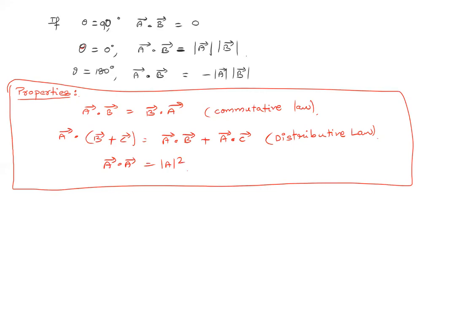Let us try to do a simple question. The question is: find the angle between the vectors. A bar is equal to 2 i cap plus j cap minus k cap, and B bar is equal to i cap plus 2 j cap plus 4 k cap. Find the angle between the vectors.